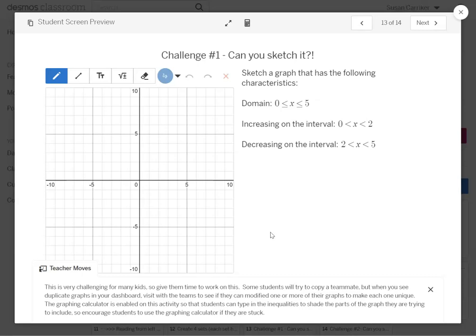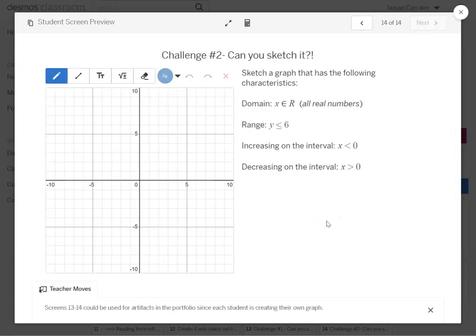So anyway, the domain's given. It's increasing on one interval and it's decreasing on another. So there's some limitations to what they can do, but there are differences they could have. So sketch something. This would be good to share with the class maybe towards the end of class to see what they came up with.